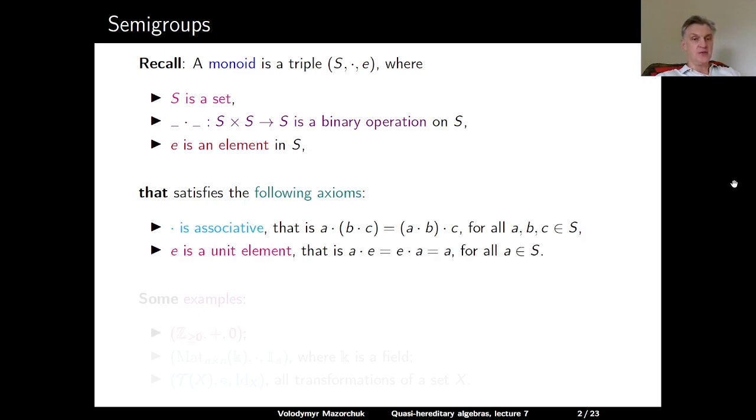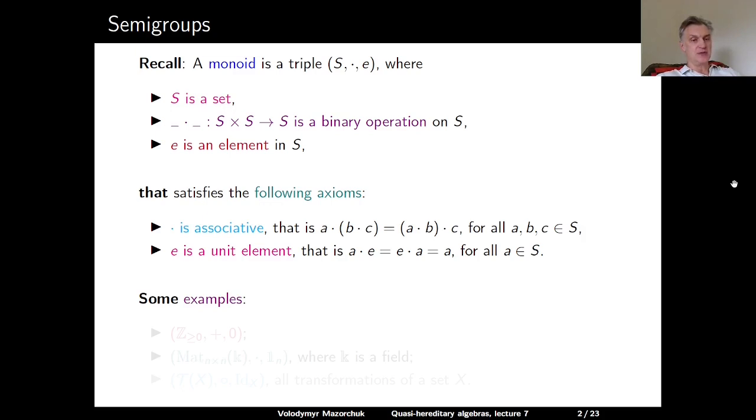The second axiom is that our fixed element E should be a unit element or an identity element in the monoid. And this means that A times E is equal to E times A and is equal to A for any element A in S.